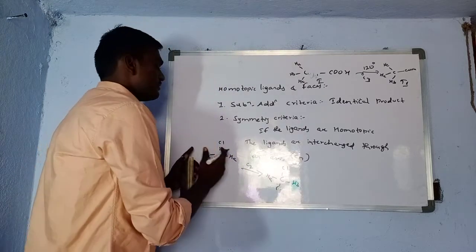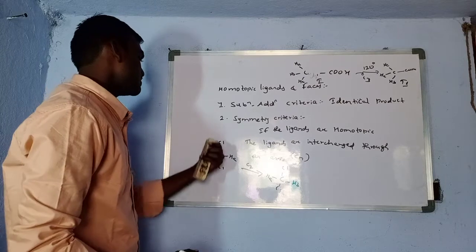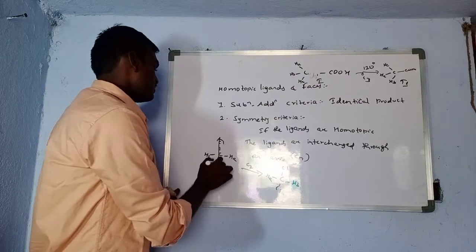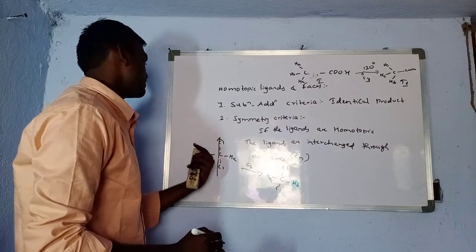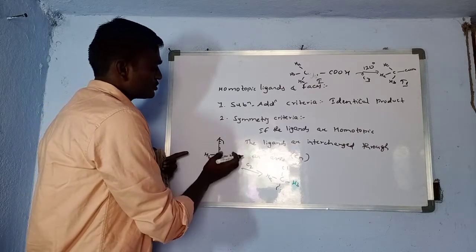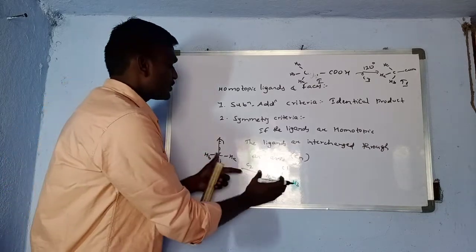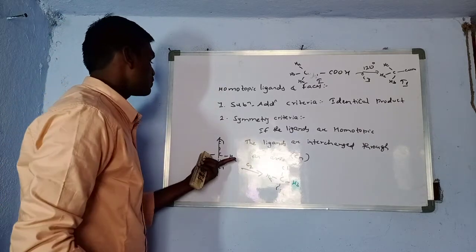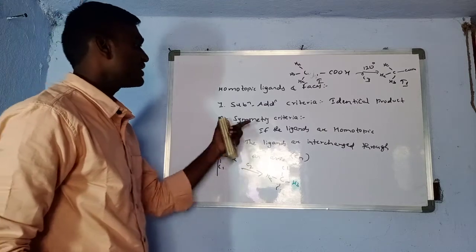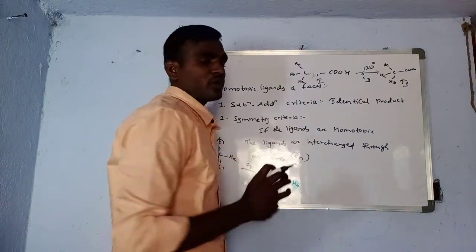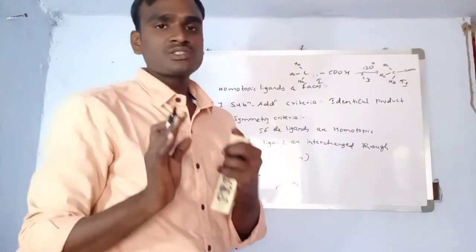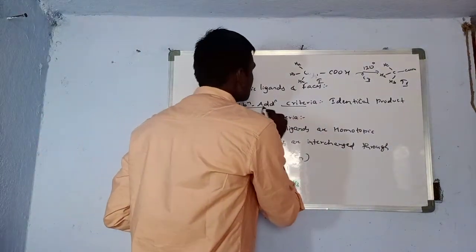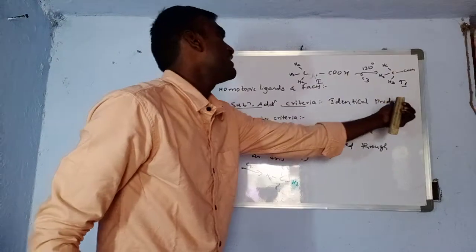Whenever we pass an axis through the dichloro compound, through the carbon and two chlorine atoms, when HA is replaced, when HA comes to here and HB comes to here, the structure of the molecule remains the same. So these two are said to be homotopic in nature. This is the symmetry criteria. And in homotopic ligands, we should remember the substitution addition criteria will give the identical product.